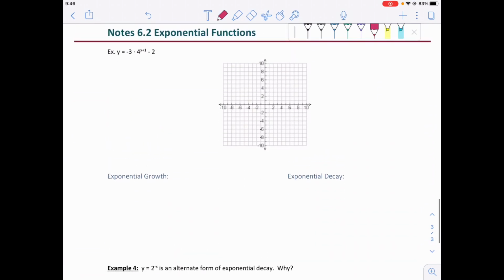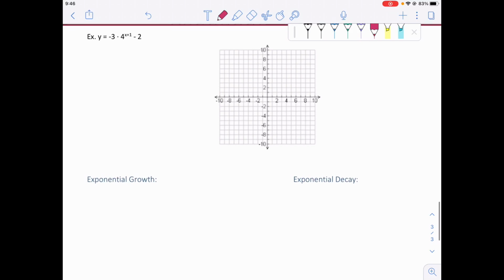Okay. So for example, let's look at this graph. We've got y equals -3 times 4 to the x plus 1 minus 2. So we already know we're going to have a horizontal asymptote at y equals -2. Let's go ahead and graph that. So this is our horizontal asymptote.